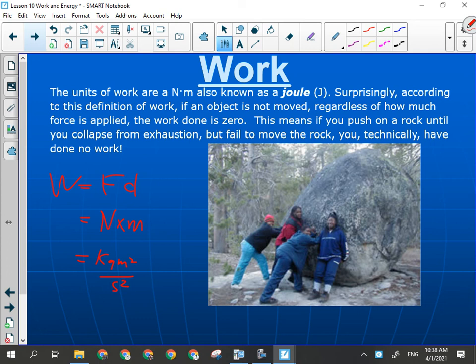Because a Newton is a kilogram meter per second squared, a joule would be a kilogram meter squared per second squared. You'll never write it like that. Joules. Okay, that's all you have to remember.